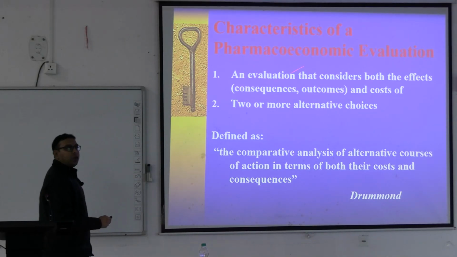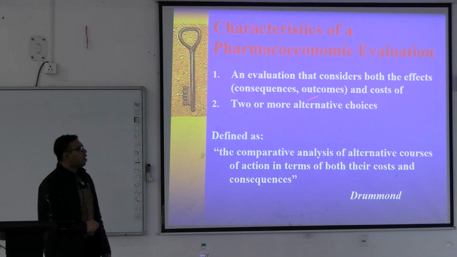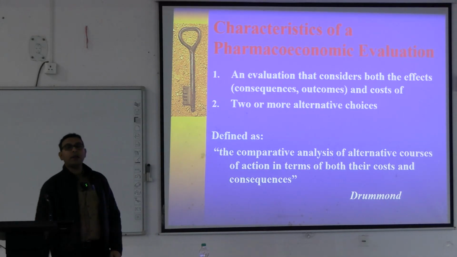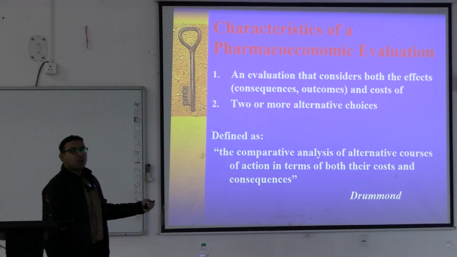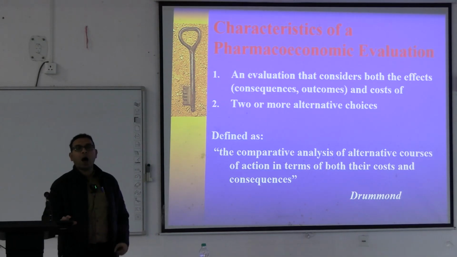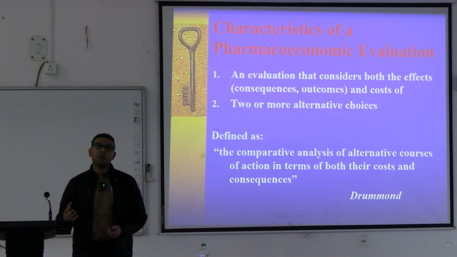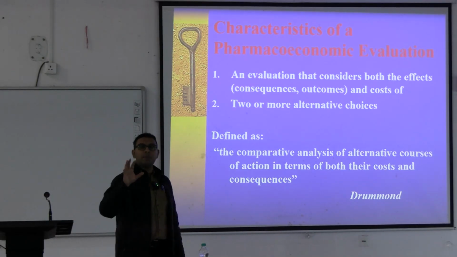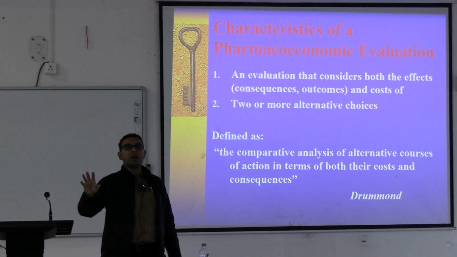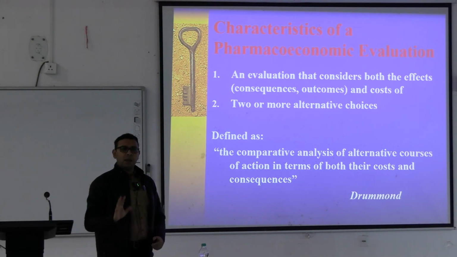So the pharmacoeconomic evaluation is done. It is an evaluation that considers both the effects and the cost of two or more alternative choices. Effects means consequences and outcomes. Pharmacoeconomic analysis is a part of outcomes research. Outcomes research means we are basically concerned with the outcome of giving some health service, some medication, or attaching some devices like that.